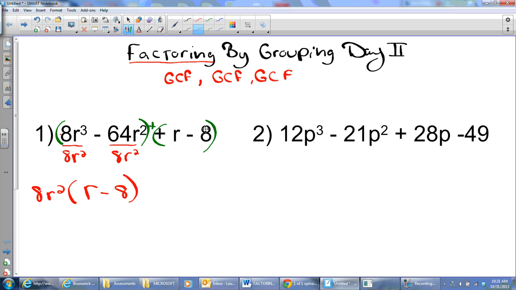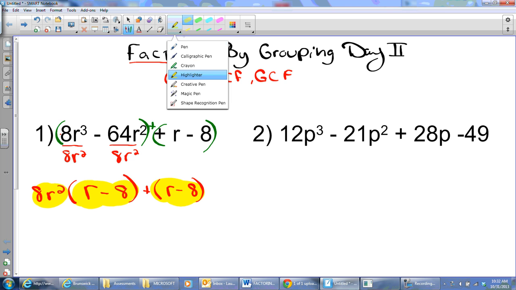Now, I don't see a GCF on the second quantity. I mean, there's a 1, but you never pull out a 1. But I'll tell you what I'm going to do: I'm going to write out an r minus 8 like that. And I'm going to notice, where's my highlighter, that the two numbers being multiplied in the first are 8r squared and r minus 8. And then the factor of the second term is r minus 8 and 1, of course. And I notice that they have a common factor. What is it? It's the r minus 8.